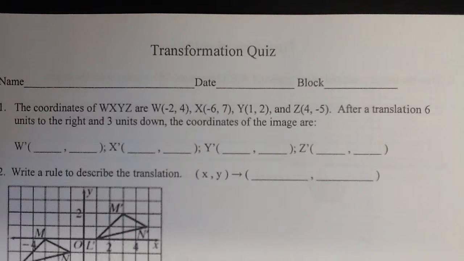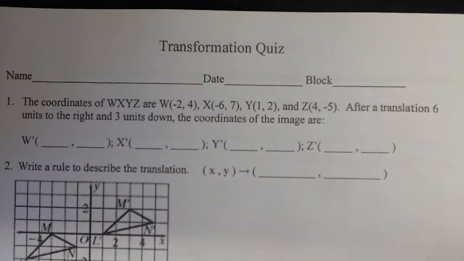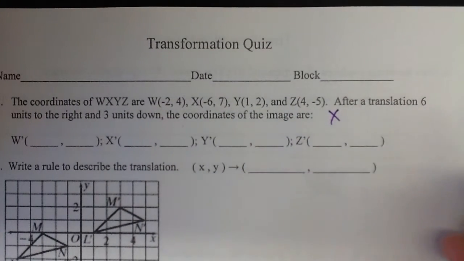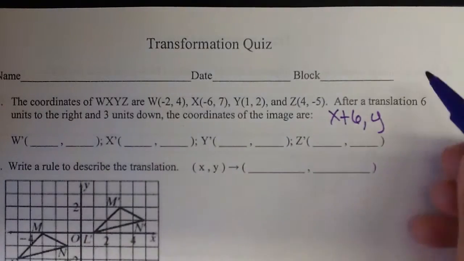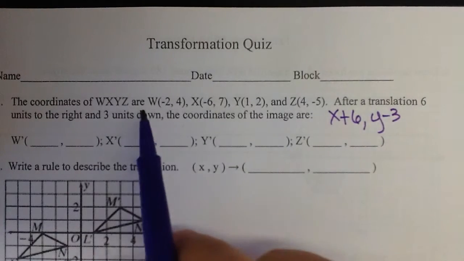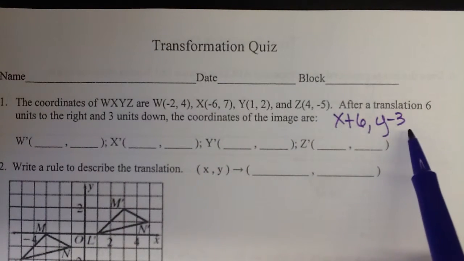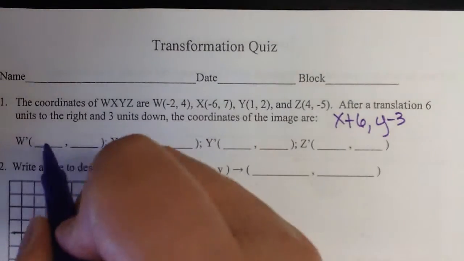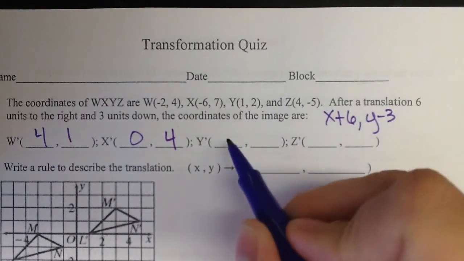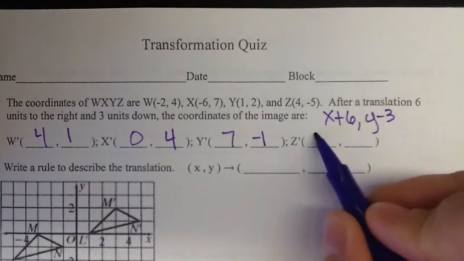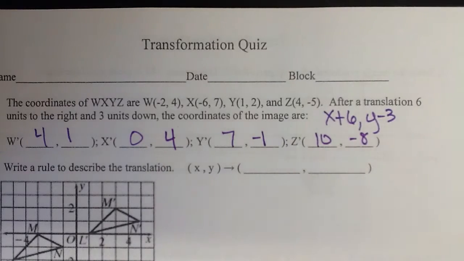So the coordinates of w, x, y, z are listed there. It wants a translation of 6 units to the right and 3 units down. So a translation would be x to the right is plus 6, y 3 units down is minus 3. So all you can do is take these numbers and add 6 to the x and subtract 3 from the y. So you should come up with 4, 1, 0, 4, 7, negative 1, 10, negative 8.